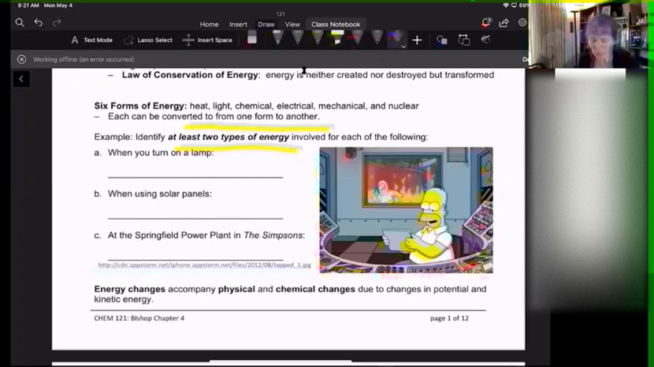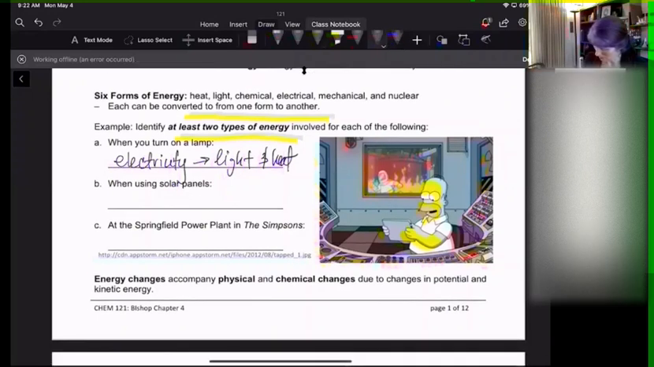When you turn on a light, our standard incandescent bulb has a wire. We put electricity across it, and it gets so hot that it glows. And it lets out that light, but it also lets out a lot of heat. So in a lamp, it'll take electricity and convert it into light and heat. Solar panels take light and convert it into electricity.